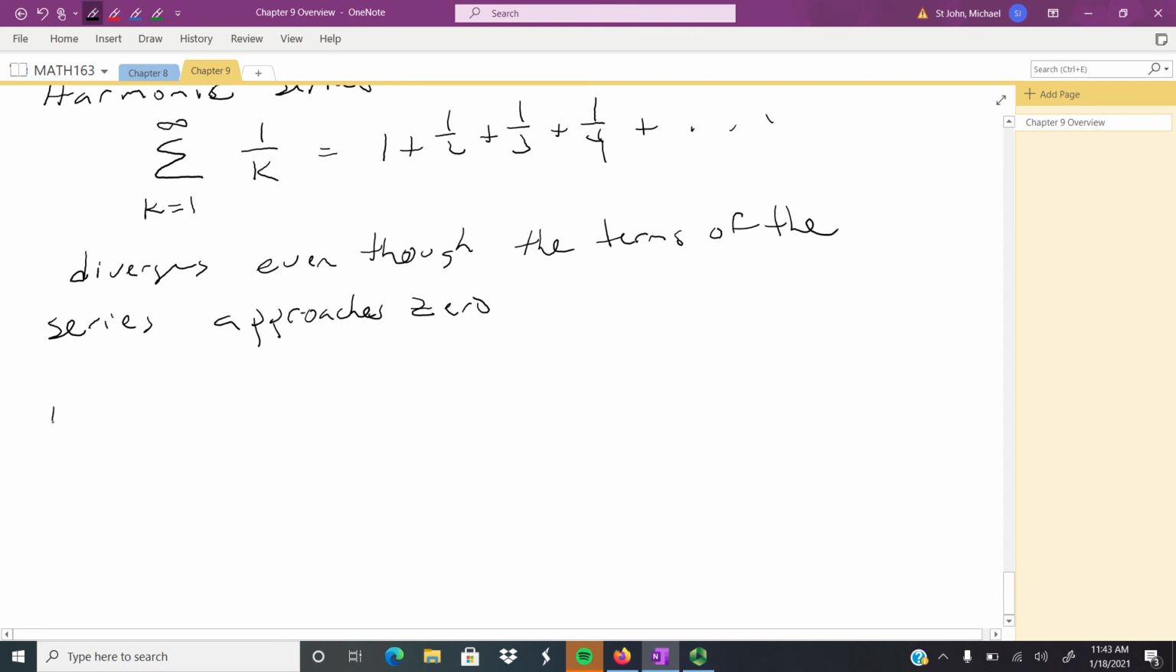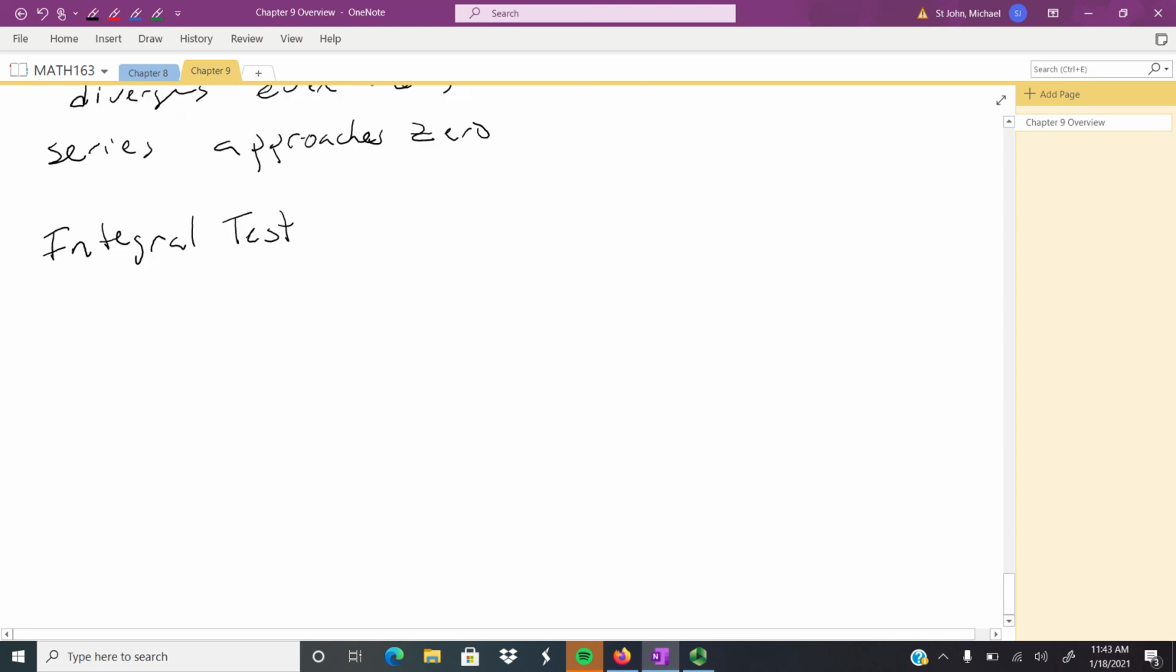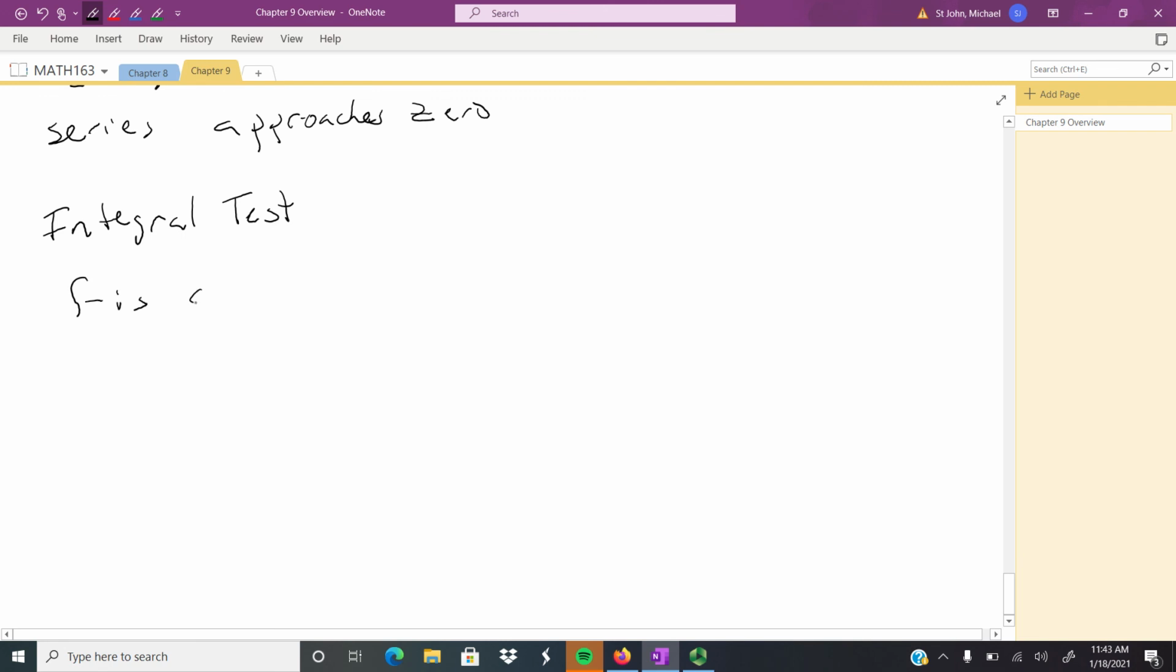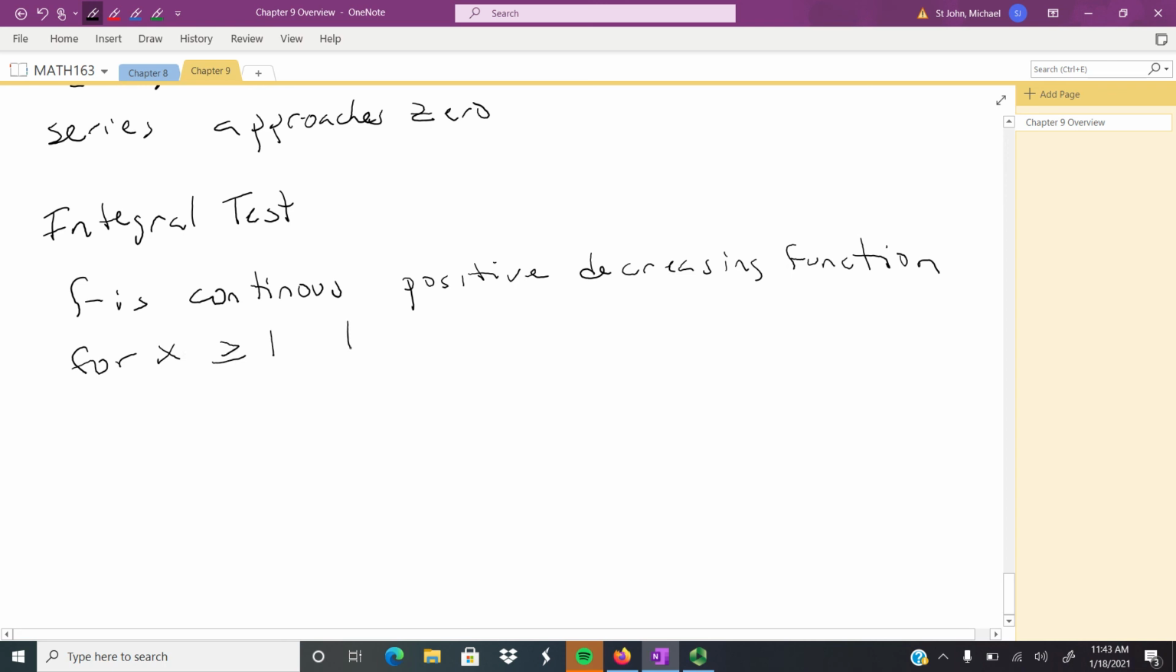Next one then is the integral test. So let's say f is a continuous, positive, decreasing function for x greater than or equal to 1, and let a sub k equal f of k for k equals 1, 2, 3.